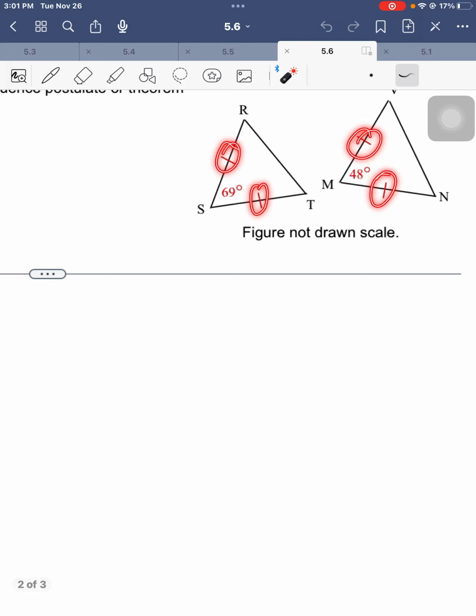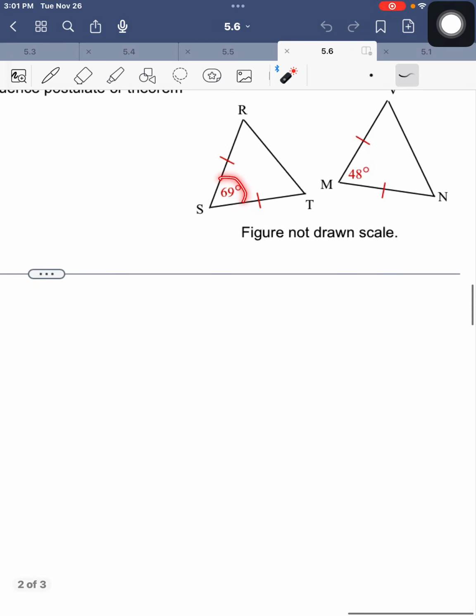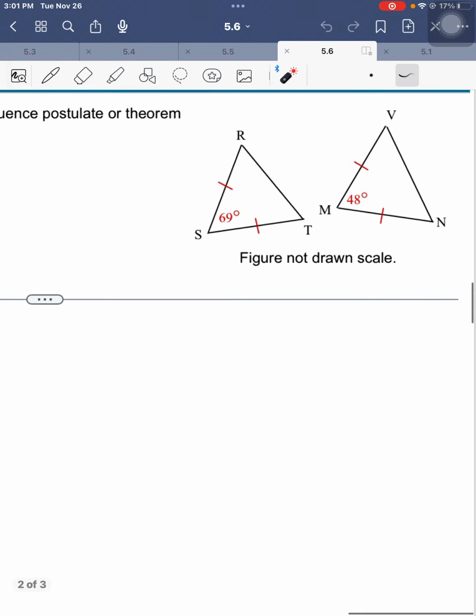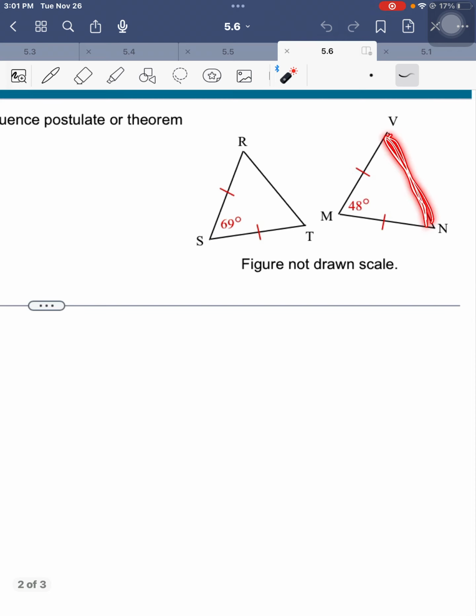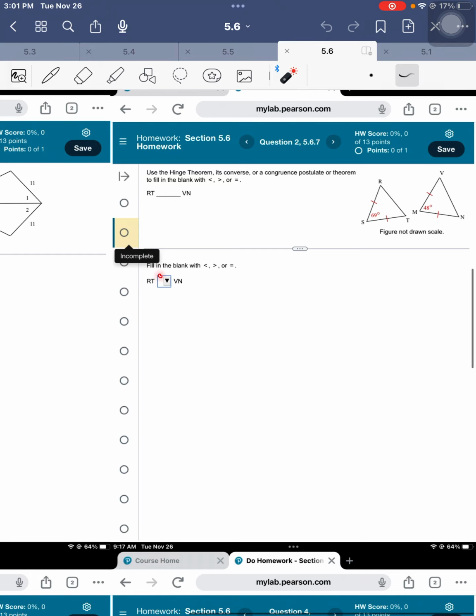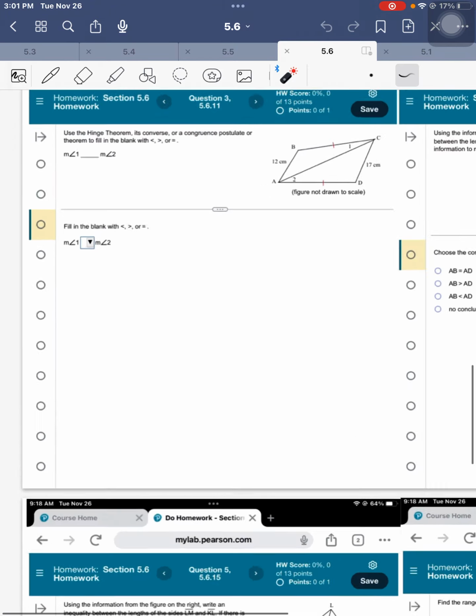So now let's go here. I have two pairs of congruent corresponding sides. What about my included angle? Are they different? Yes. So that means this third side, this RT, and this VN are going to be different lengths. Which one's going to be longer, the RT or the VN? It's going to be the RT because the opposite angle, the included angle, is bigger than this included angle. Okay? So RT will be greater than VN.